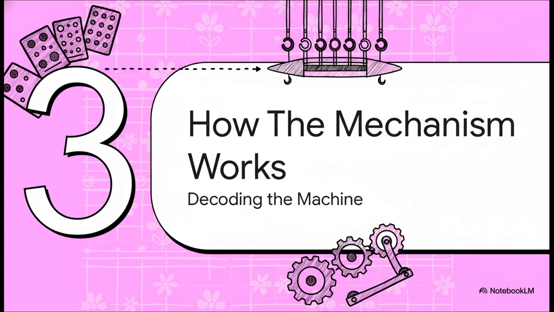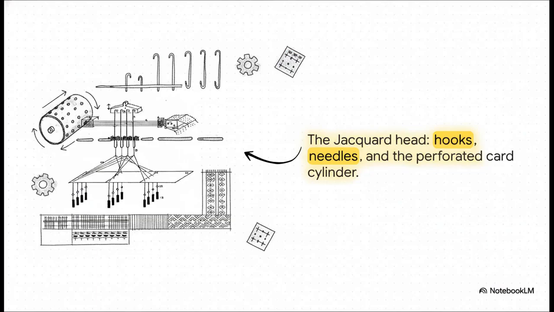The mechanics are just absolutely ingenious. So let's pop the hood and decode this machine. This here is a diagram of the Jacquard head. Think of it as the brain of the whole operation. You can see a few key parts. There's this rotating cylinder that holds the punch cards, a set of horizontal needles that are about to press against the card, and then these vertical hooks, which are the things that actually lift the threads.